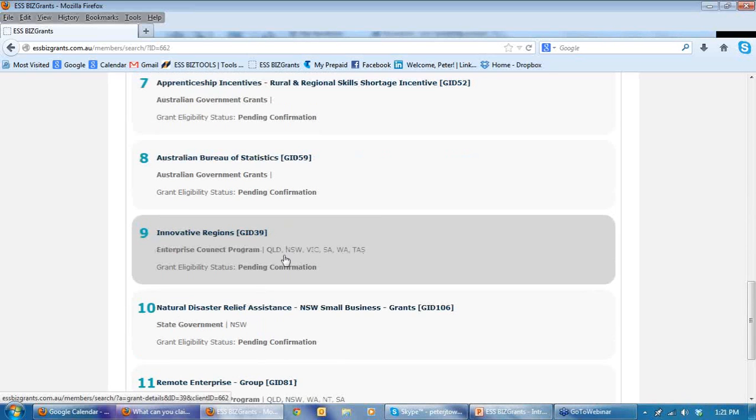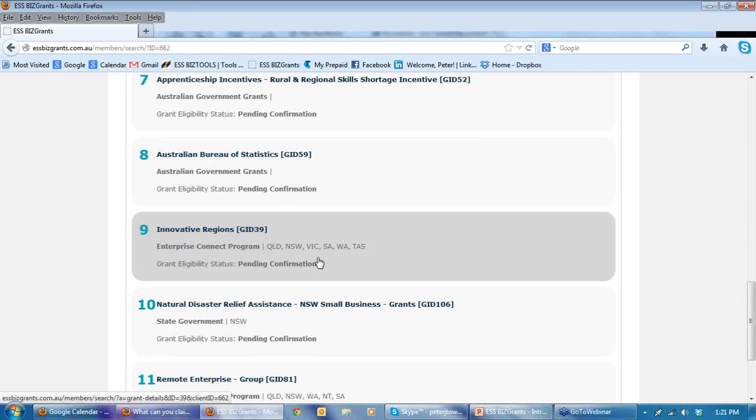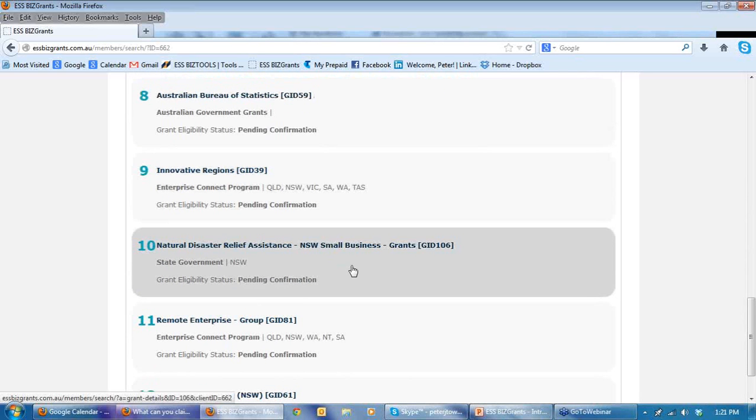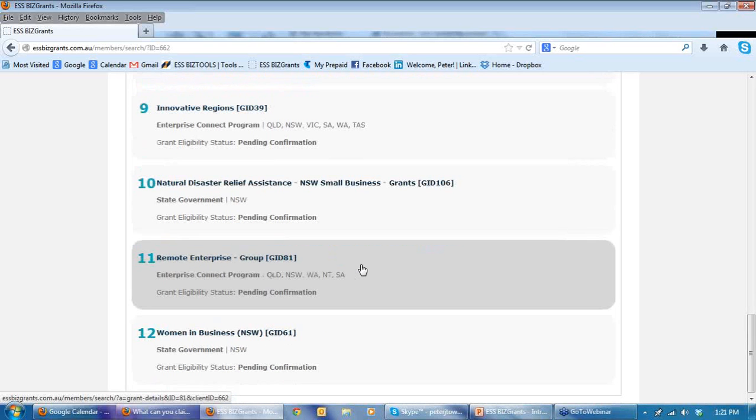In some parts of Australia, there are various innovative regions that Enterprise Connect offer grants for. I've previously had a look at this and confirmed that the New South Wales ones don't cover this area. There are disaster grants available in New South Wales, but we've looked at that and said no, our client in Forbes wasn't suffering from those activities. But we might just have a look at remote enterprise so you get an idea of how this works.